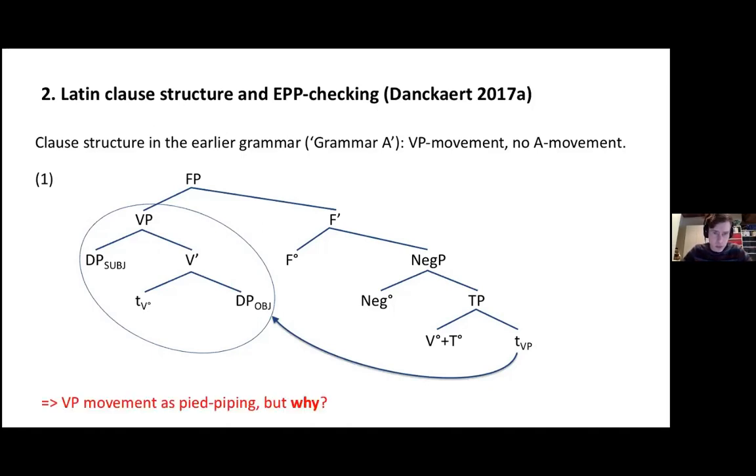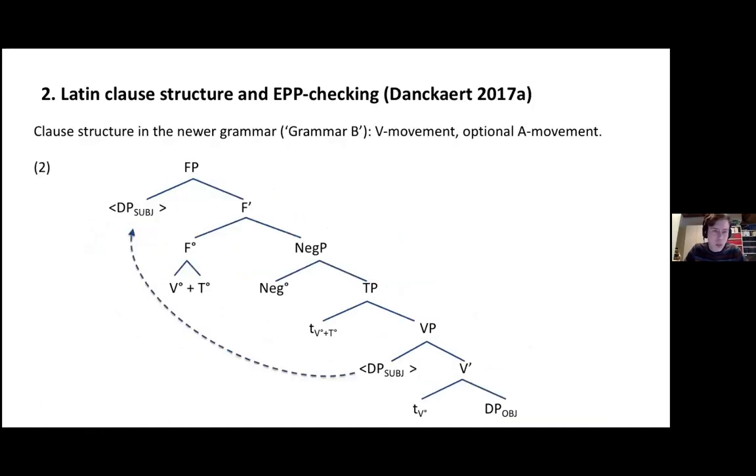So ultimately, I will assume that this is correct, but there are questions that remain about the ontology of this kind of derivation. Why is there pied-piping? Can we further explain this? Now, the second, the nature of the innovative grammar that is most prevalent in late Latin is summarized in the tree in 2. There's no longer VP movement here.